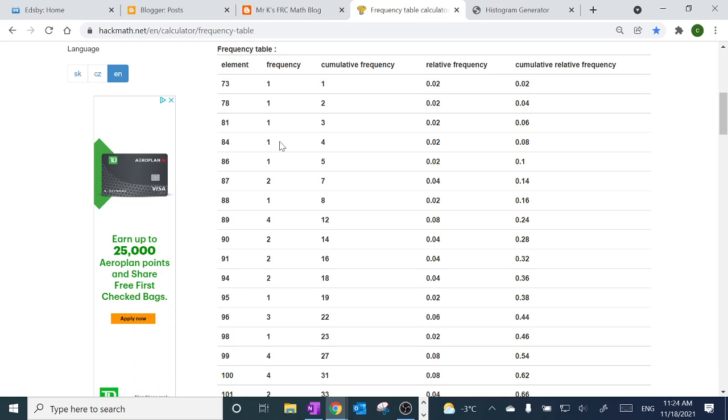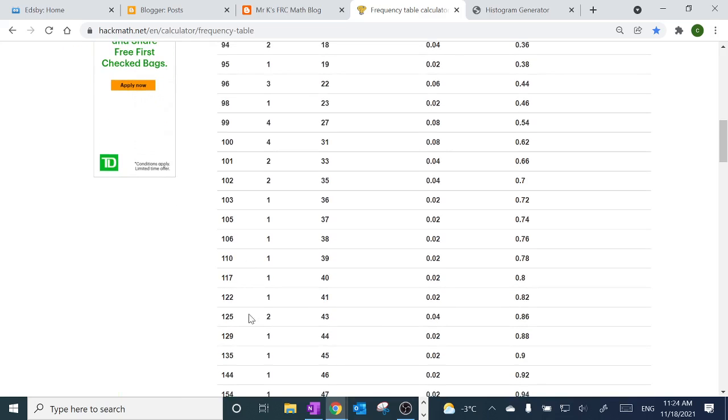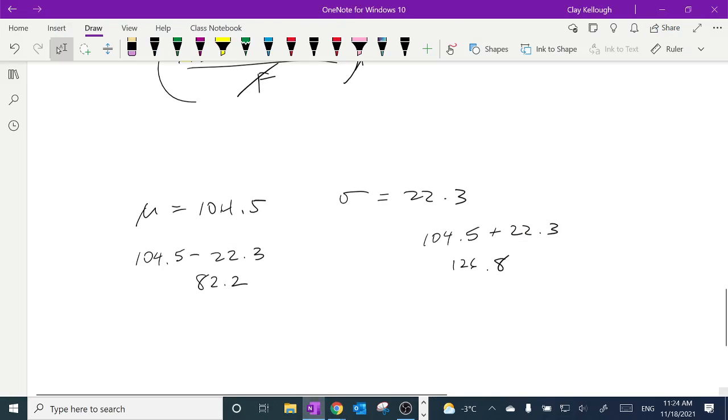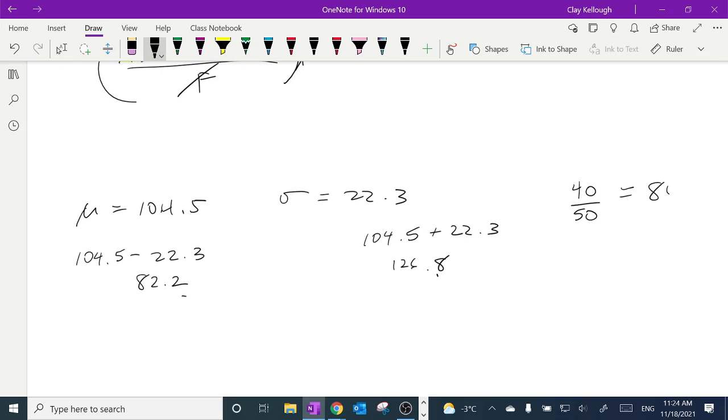Add up how many there are from here to here. If you add up all these numbers, I won't bother going through that because I've already done this once. You find out that that's 40 scores out of 50. There's 50 scores, 40 of them are between these numbers. And that's 80%. Too big to be 68%. So that's why we reject this and say it's not a normal distribution.